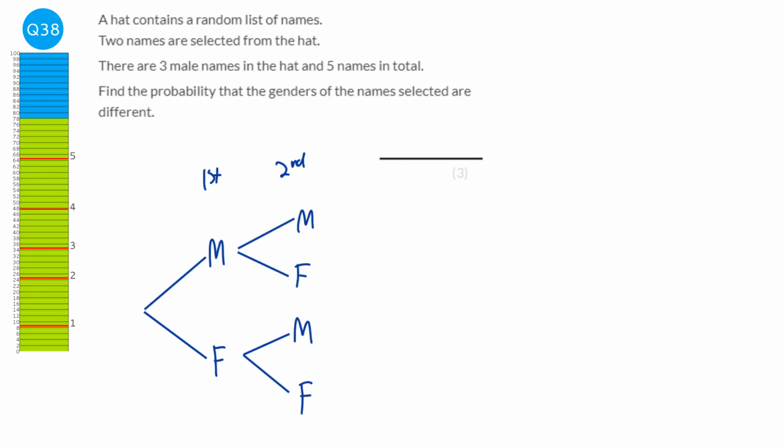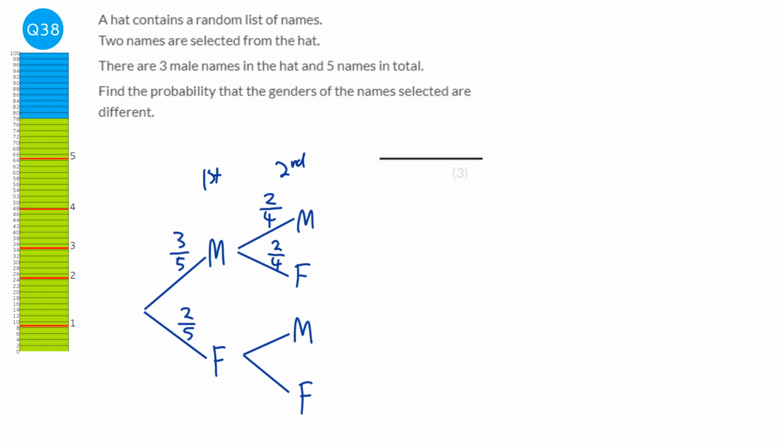And looking at the questions, there are 3 male names in the hat and 5 names in total. So the fraction for the first one will be 3 over 5. If there's 3 male names, there'll be 2 females. Now, if we've picked a male name already, there'll be 2 left and 4 left in total.